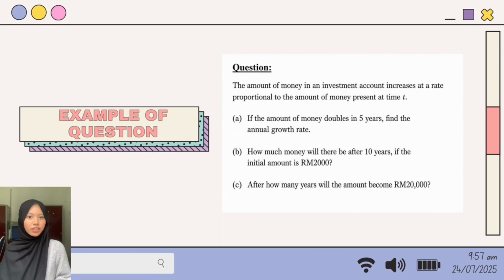The question is divided into 3 parts. For part A, we are told the amount of money doubles in 5 years. Based on this information, we need to determine the annual growth rate of the investment.